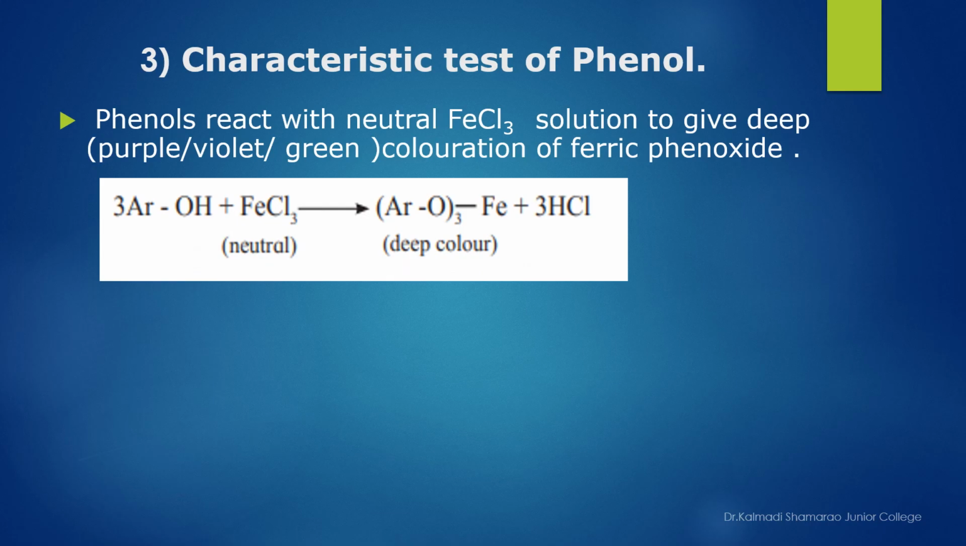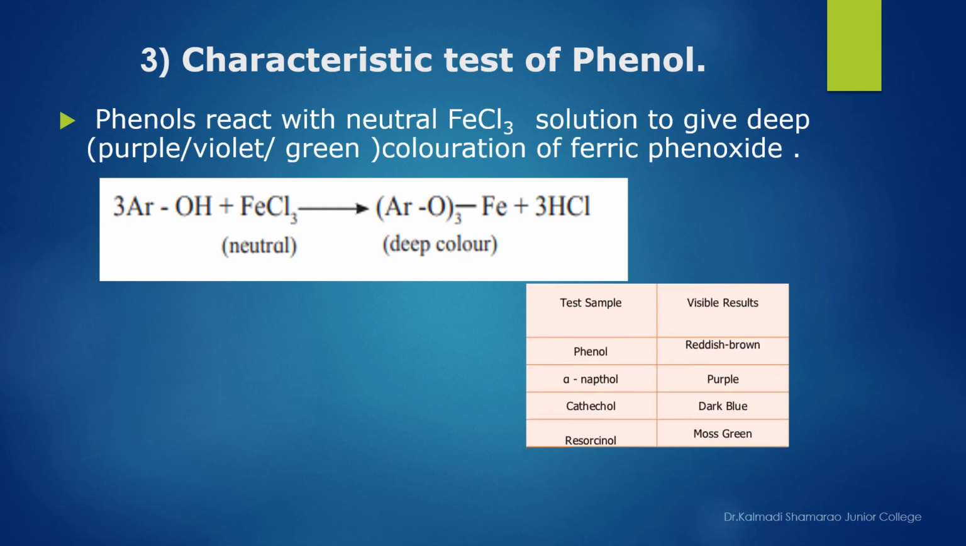Now the deep color of the ferric phenoxide depends upon the type of phenol which is taken. Different phenols show different coloration. For example, phenol shows a reddish brown coloration, alpha-naphthol shows purple coloration, catechol shows dark blue coloration, and resorcinol shows moss green color. So these are the color variations with different types of phenol.